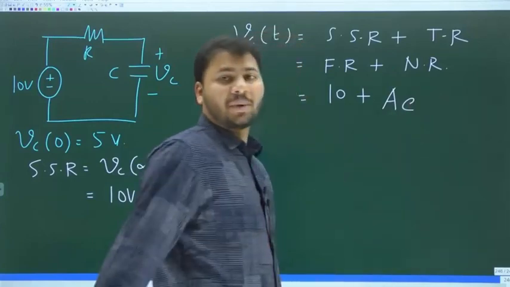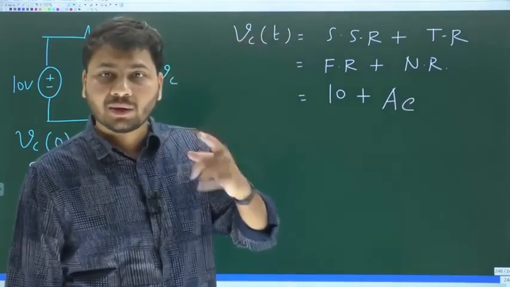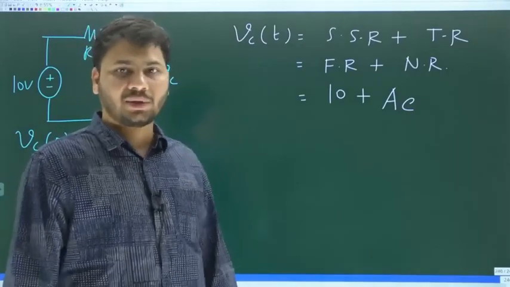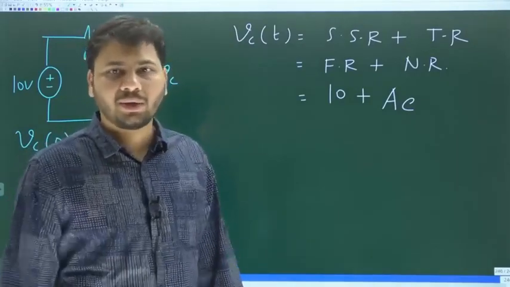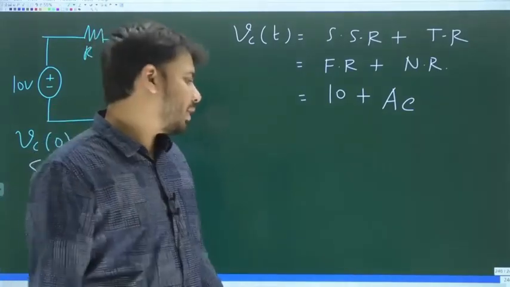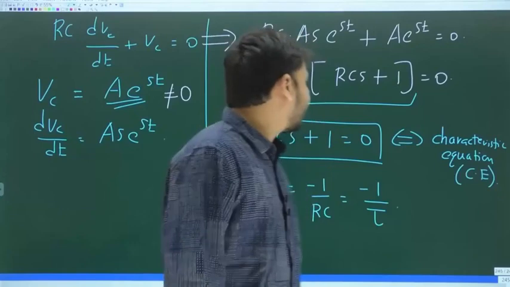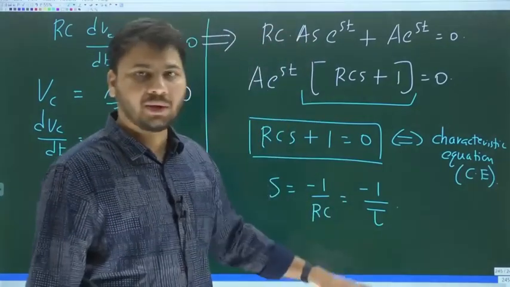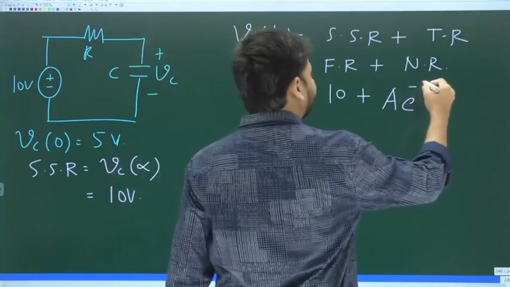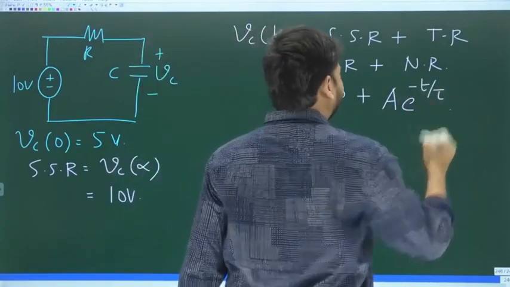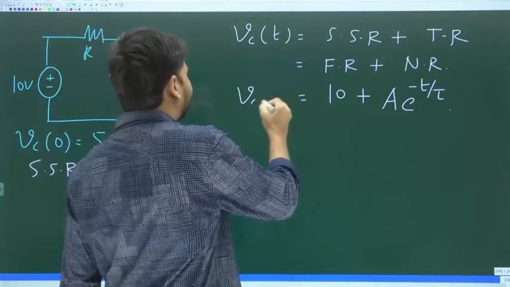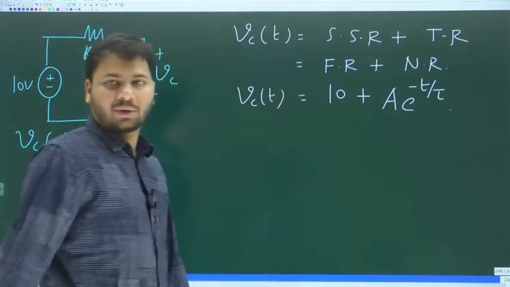Now the natural response, which we already know, is A times e power st, where s is the pole of the RC circuit, which is minus 1 by RC. For the RC circuit, the pole location is minus 1 by tau. So the natural response is A times e power minus t by tau. You understood? That's all. This is Vc of t.